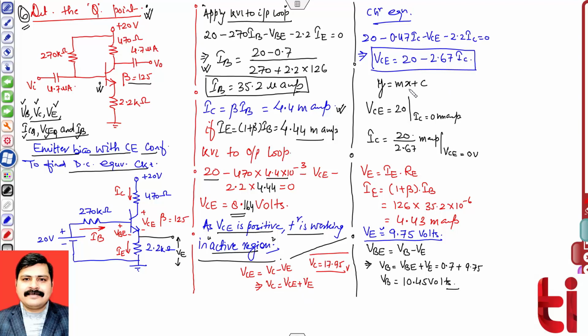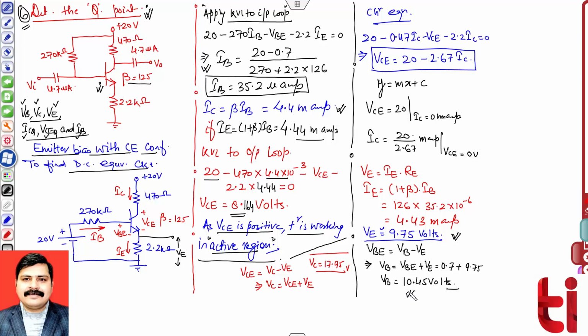Okay, so this is the solution for the load line analysis. This is my characteristic equation. We have to find two points first. My first point is 20, and the second point is 20 divided by 2.67. These are the other results: my VE is 9.75 volt, and VB is 10.45 volts.